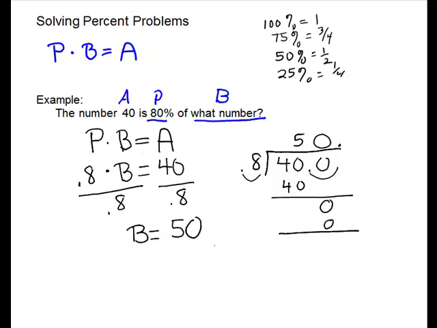If we made a decimal error, say we didn't carry it over, we took it straight up and just had 5, 80% of 5 is 40, we would catch that kind of error.